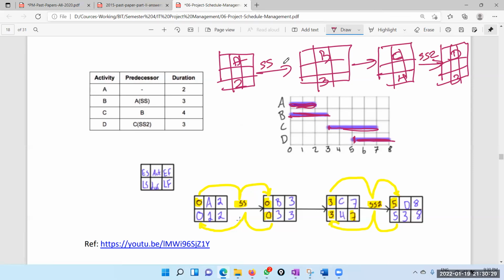These are start to start with lag of 0. Now we have to fill it, carefully. So this is my zeroth day. 0 plus 2 is 2. That is earliest finish.